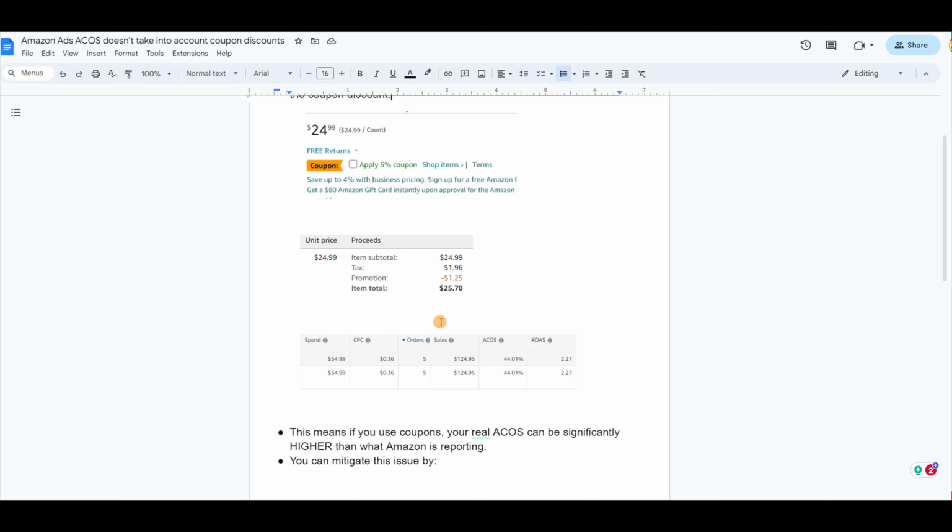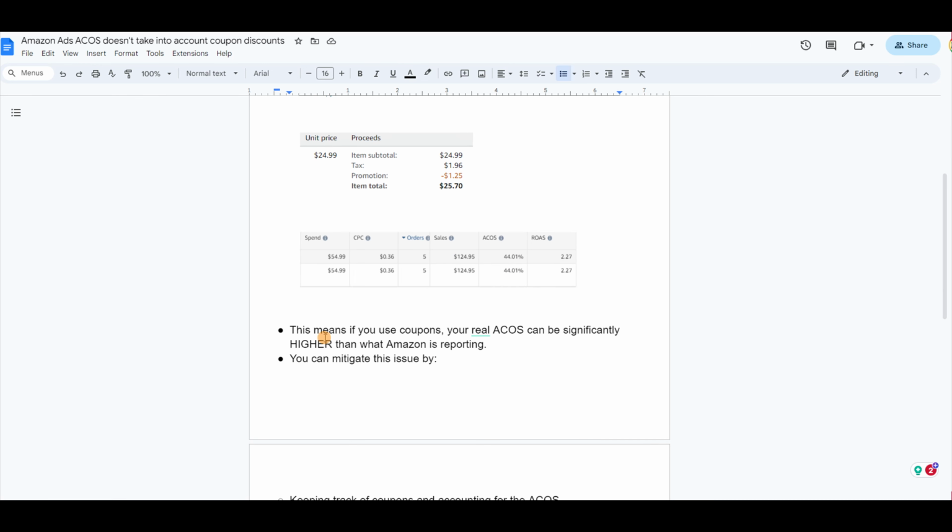However, as we've seen here, each order is actually discounted by $1.25, which means this number is incorrect. The sales number is incorrect. That's not what customers are paying, and that's not what I'm getting paid. It's actually lower. Therefore, my ACOS is higher. So this means if you use coupons, your real ACOS can be significantly higher than what Amazon is reporting.